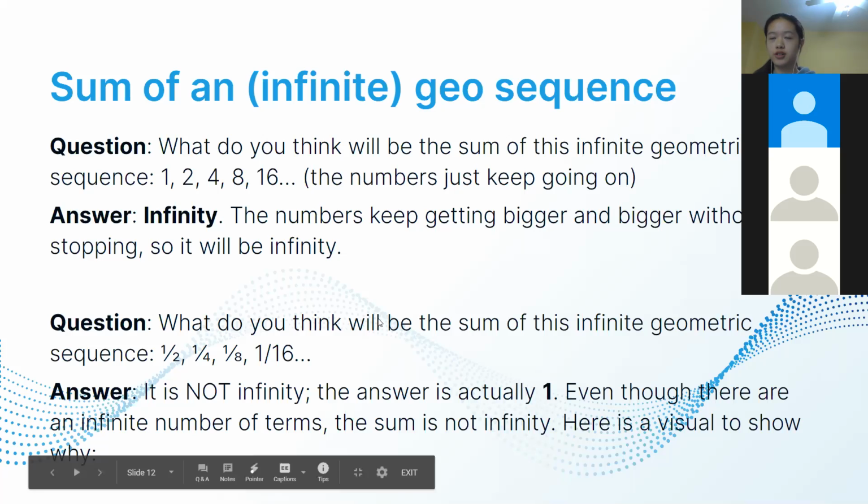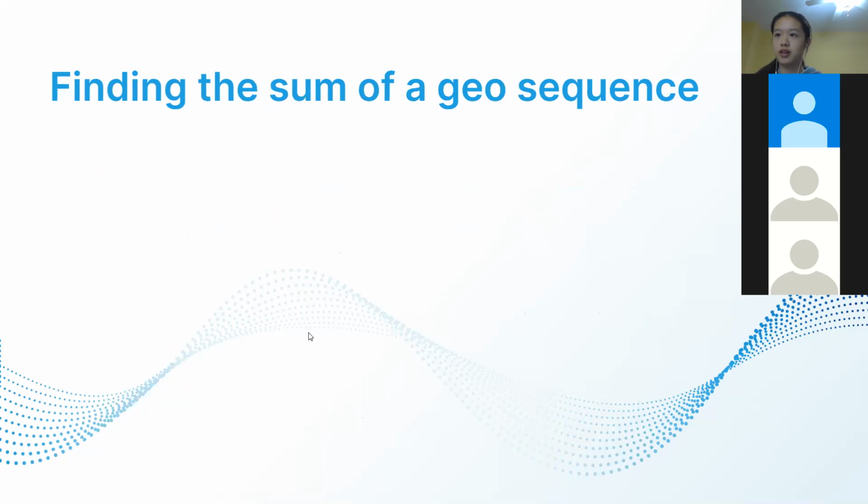And I'm going to show a visual which can help explain why. So here, first, this rectangle has an area of 1/2, because this long side length is going to have a length of 1. The short side length is going to have a length of 1/2. So this rectangle will have an area of 1/2.